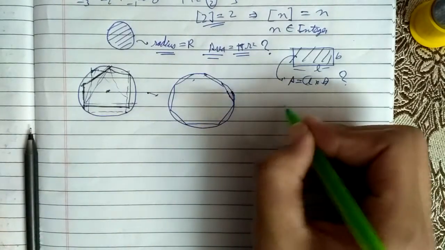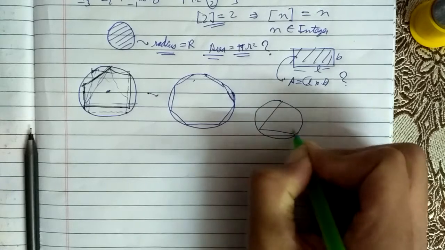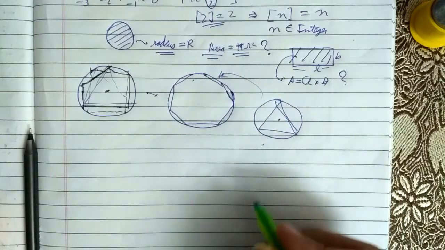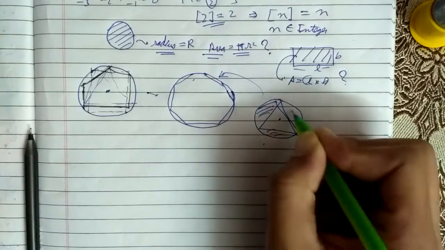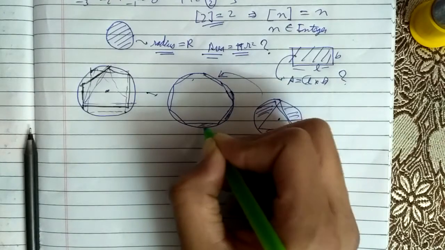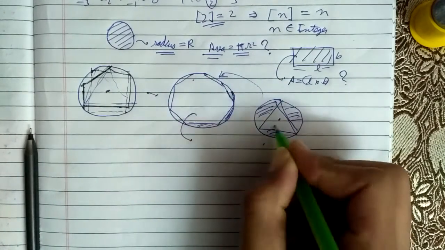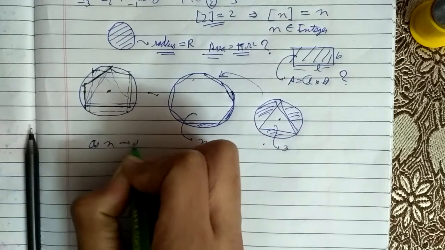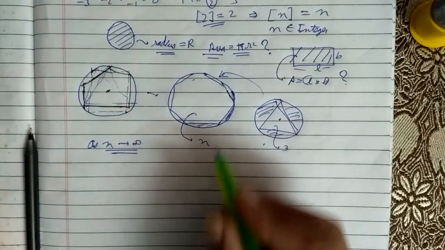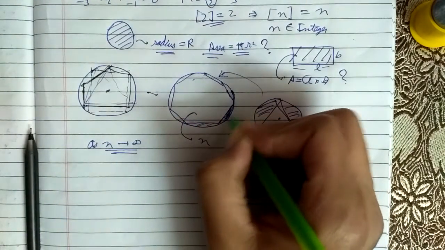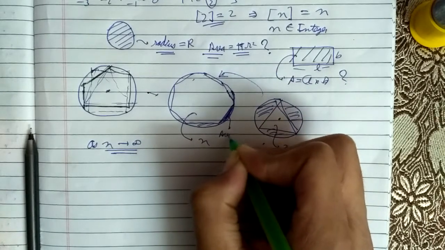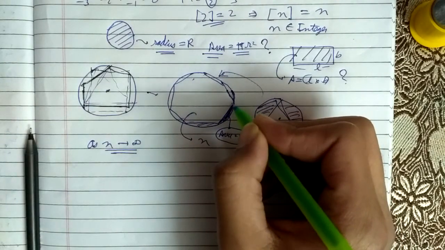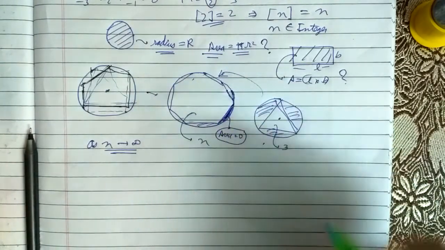And you will observe that as we are increasing the number of sides from 3 to any natural number, this area, that is the excluded area, is decreasing. Comparing number of sides equal to 3 and number of sides equal to n, as n tends to infinity, like n tends to a very large number, the area of this portion tends to 0. That means that the excluded area tends to 0.